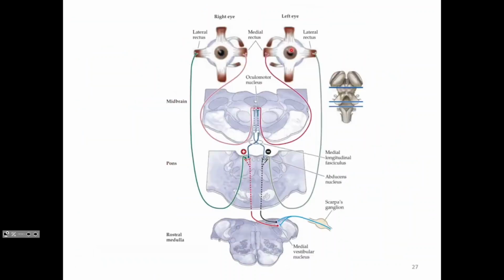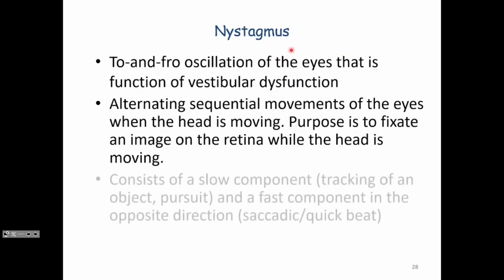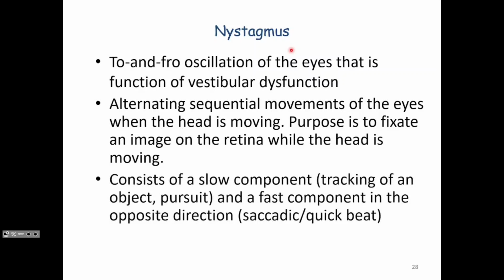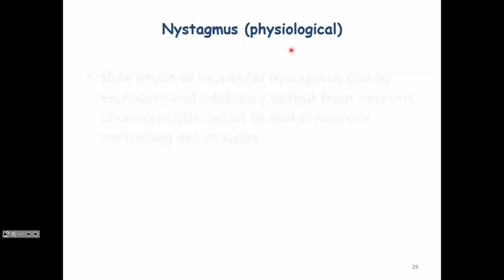This is again showing you the same pathway. So to and fro oscillations of the eyes, that is the function of the vestibular dysfunction. Alternating sequential movement of the eyes when the head is moving, purpose is to fixate an image on the retina while the head is moving, consists of a slow component of a track to the pursuit and a fast component in the opposite direction, which is called saccadic quick beat. Fast component is in the direction of the head movement.